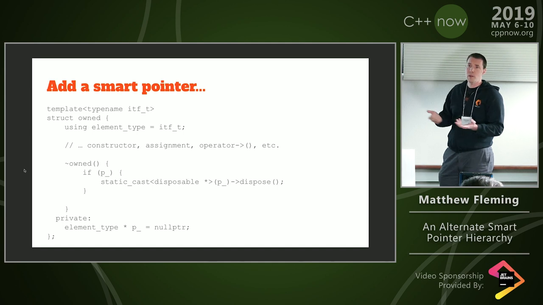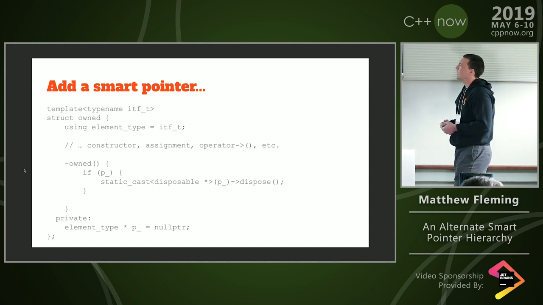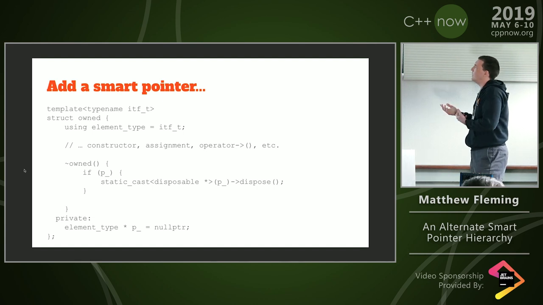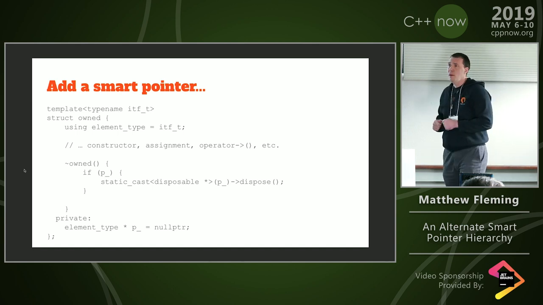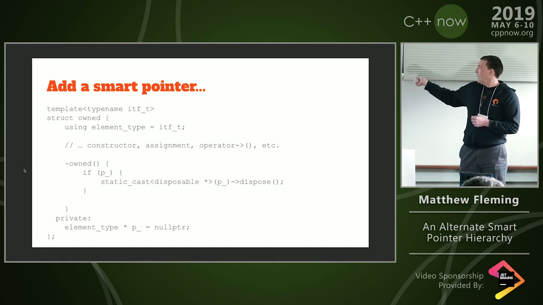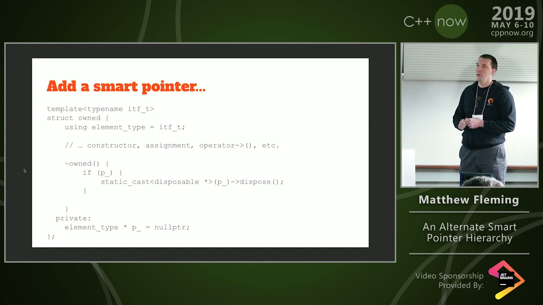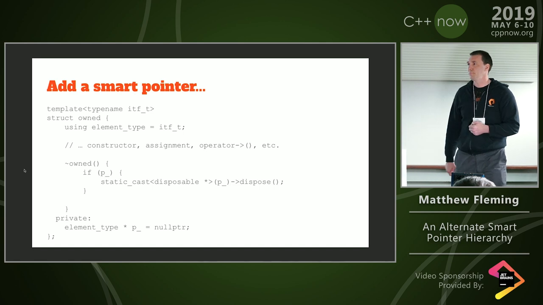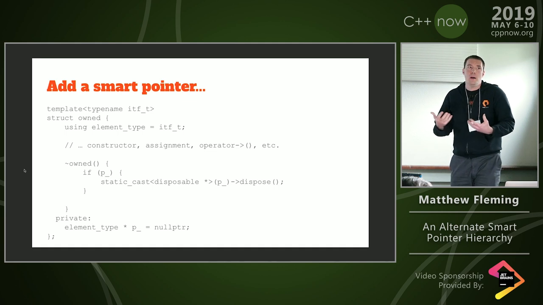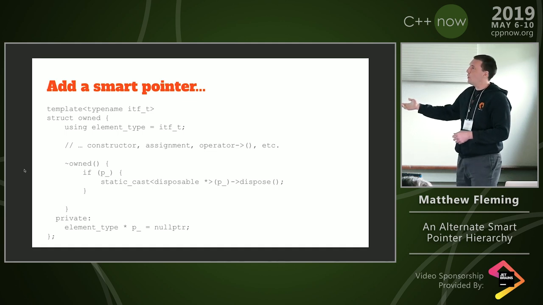We use struct everywhere instead of class, for historical reasons probably. So you have some interface type and you're a good programmer, so you say using element_type equals the interface type. You've got some somewhat obvious constructors and assignments and operator arrow and dereference and stuff like that. I'm going to show some of that later in the details slides. But the key thing is your smart pointer has a destructor. And in this case, if I have a non-null pointer, I cast it to disposable and I call dispose. You need the cast to make sure you get the right vtable. So that's the basic idea: I had something that knew how to release itself and I moved to C++ and now I've got ownership over these objects.